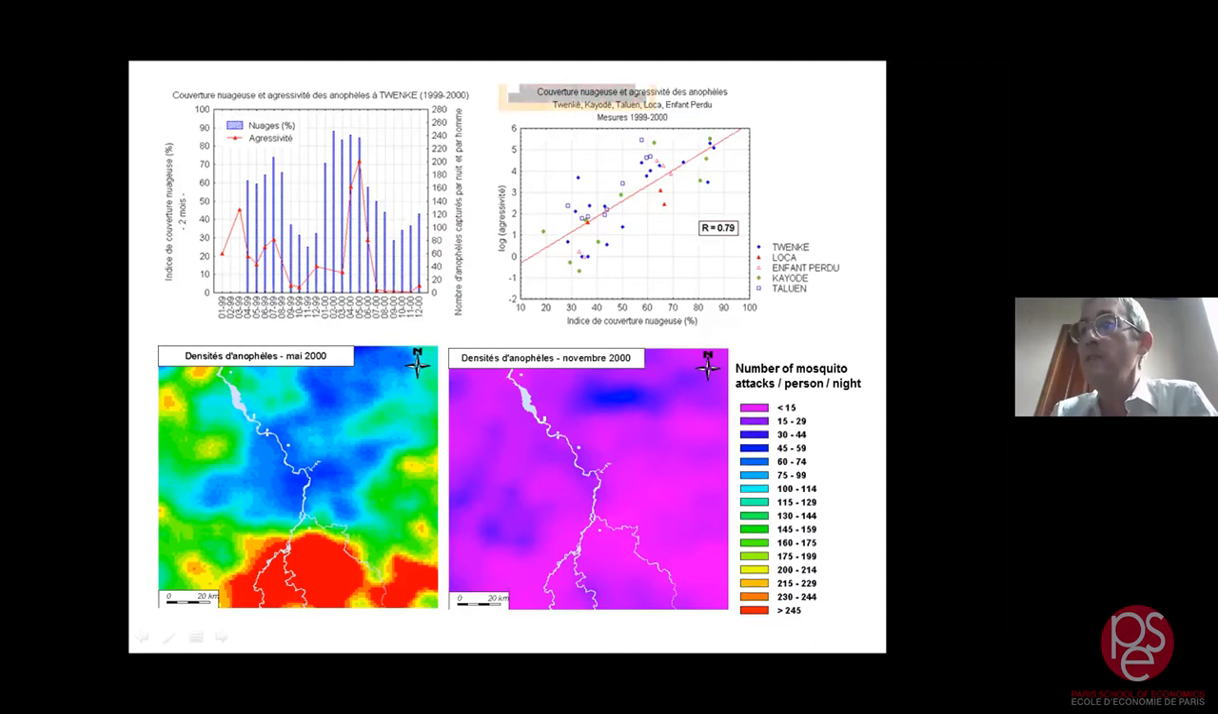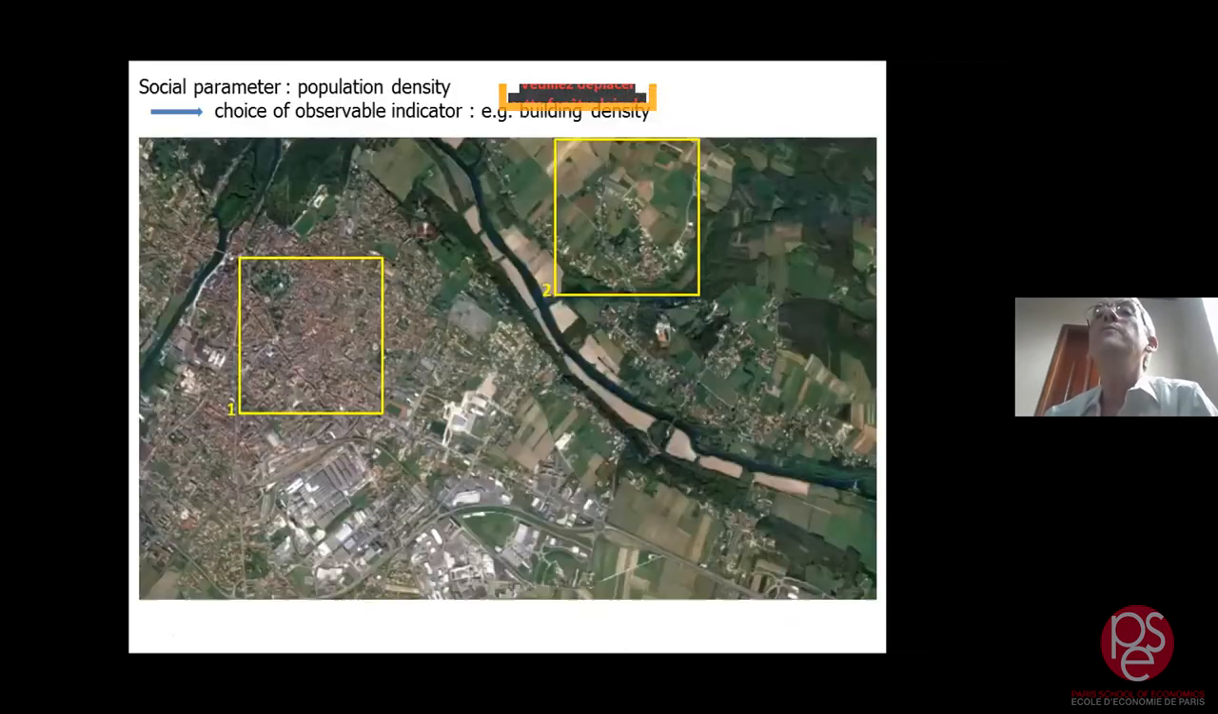Of course, it's more meaningful near the places where the experiment was made, but it's an interesting way to map and to display a parameter which is not directly accessible from satellite measurement or not for any kind of observation method. So this is a second example. And now I'm moving to social parameters. And the example I want to take first is population density.